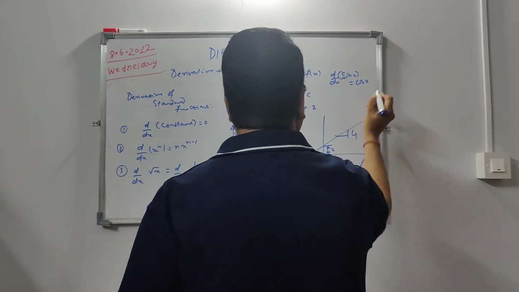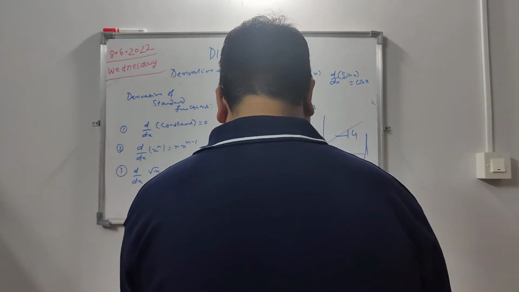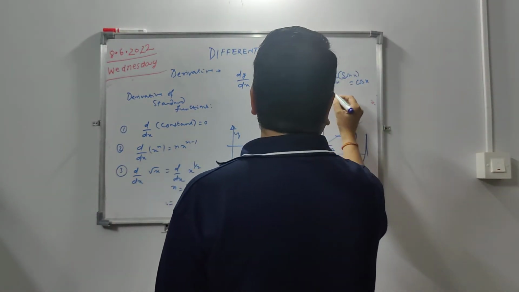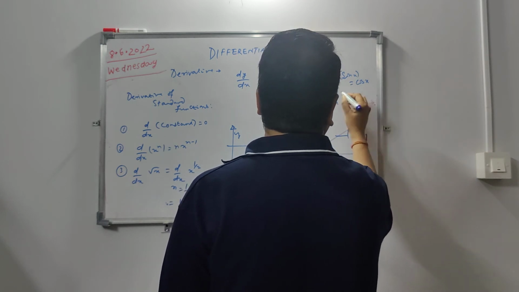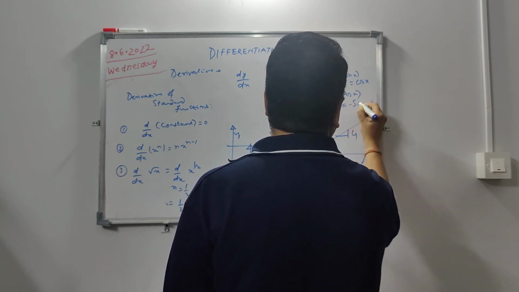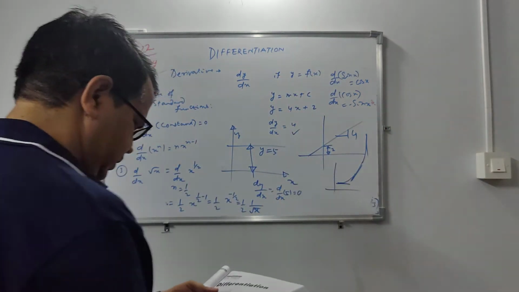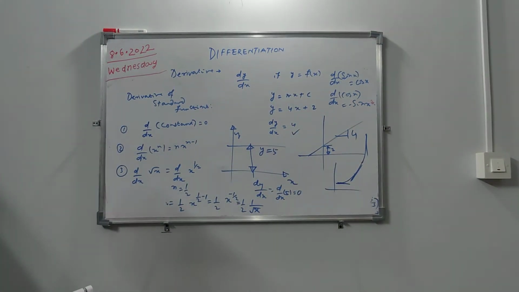Cos x. And then d by dx of cos x is equal to minus sin x. Nice. So these are some of the derivative formulas you should remember.